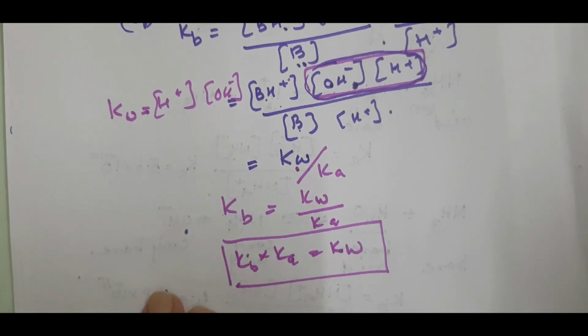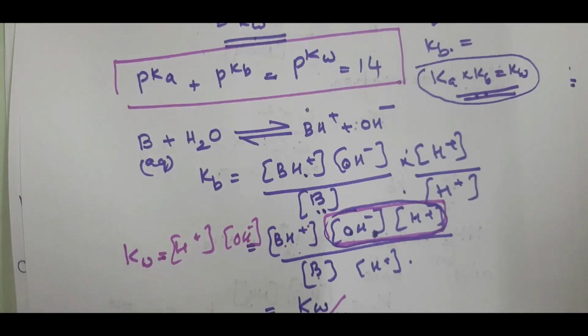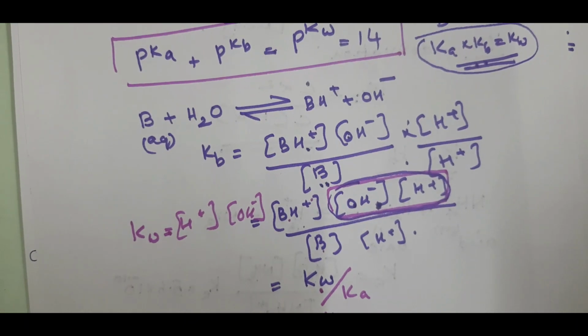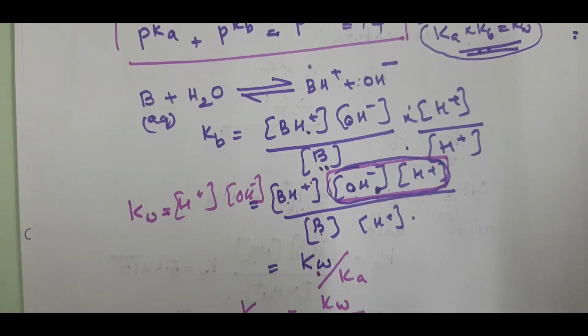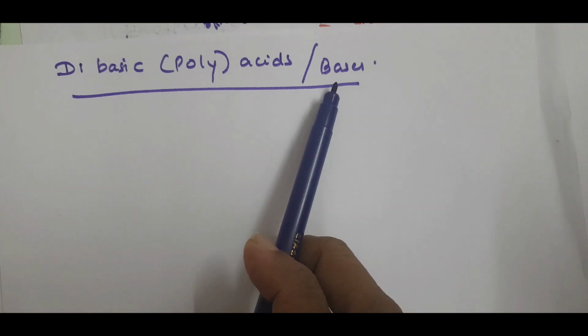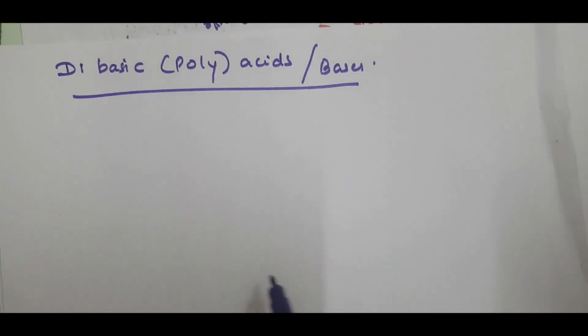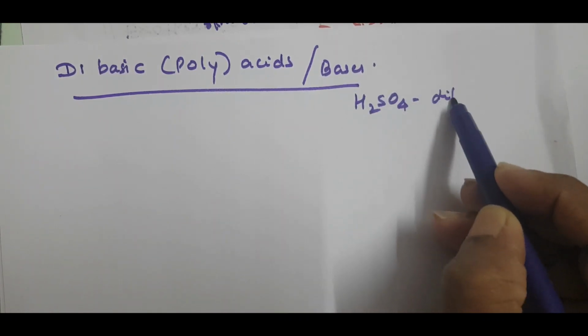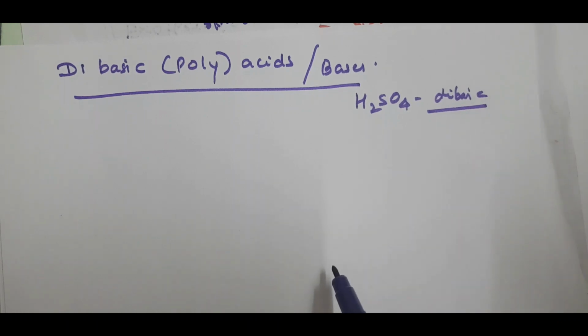Now we will see a topic, a simple topic, regarding the dibasic and polybasic acid. Okay, now what do you mean by this dibasic acid or dibasic base or polybasic acid or polybasic base? For example, if you say sulfuric acid is a dibasic acid. Now what do you mean by this dibasic acid? Which means that it has got two protons. It can donate two protons.